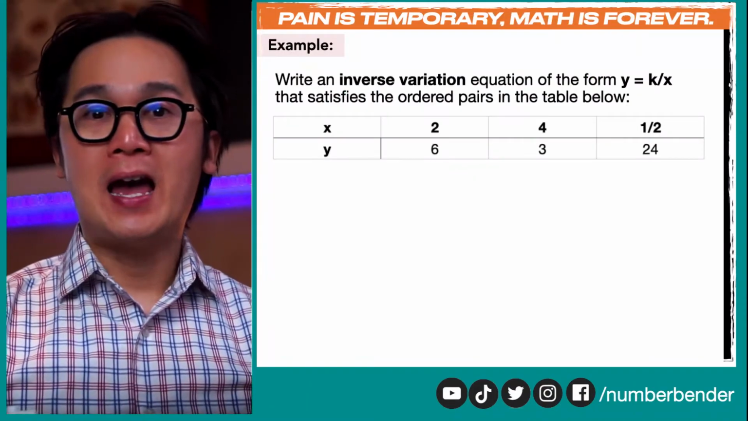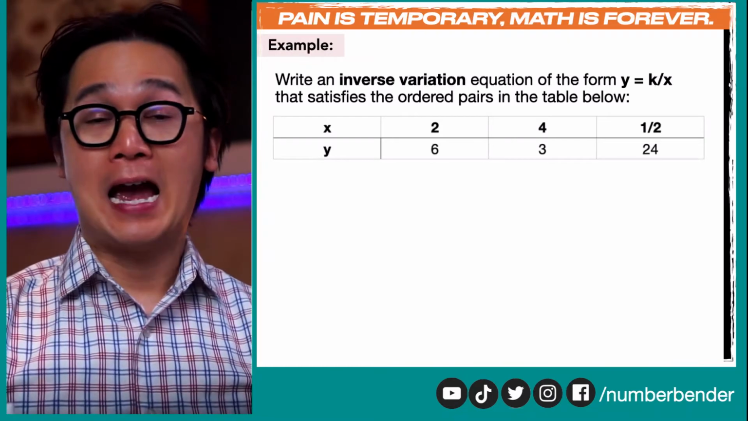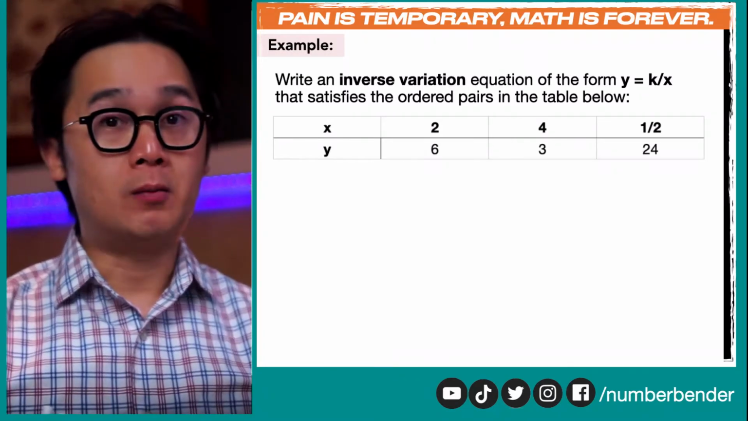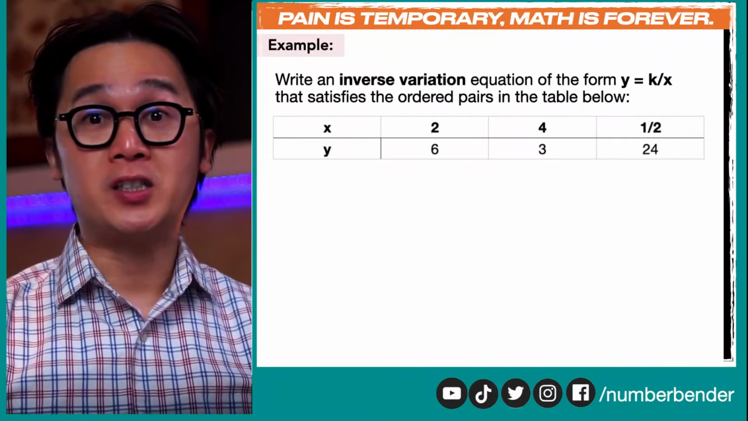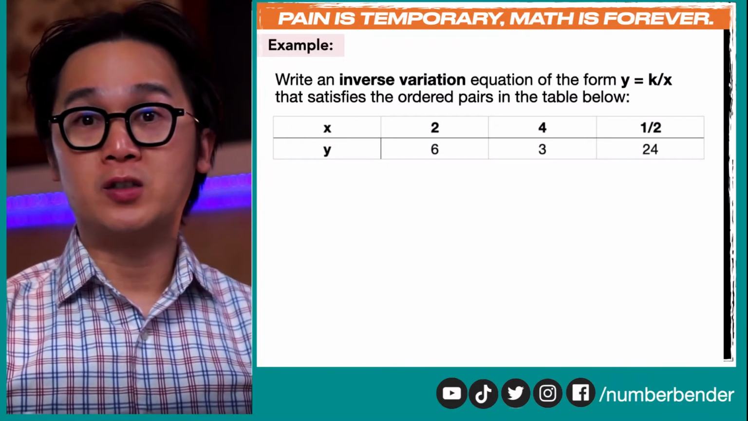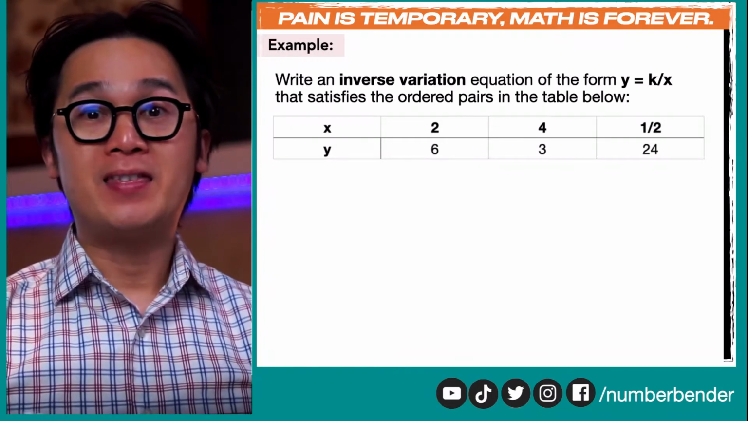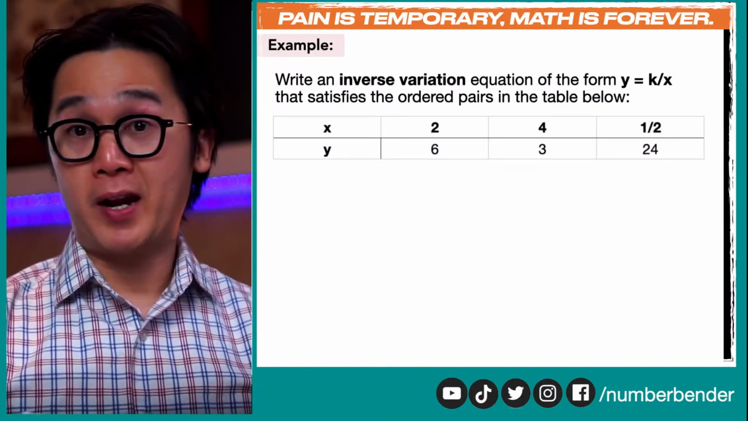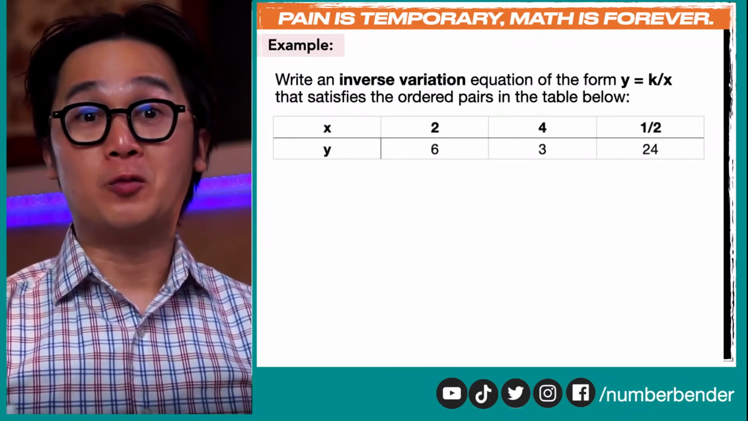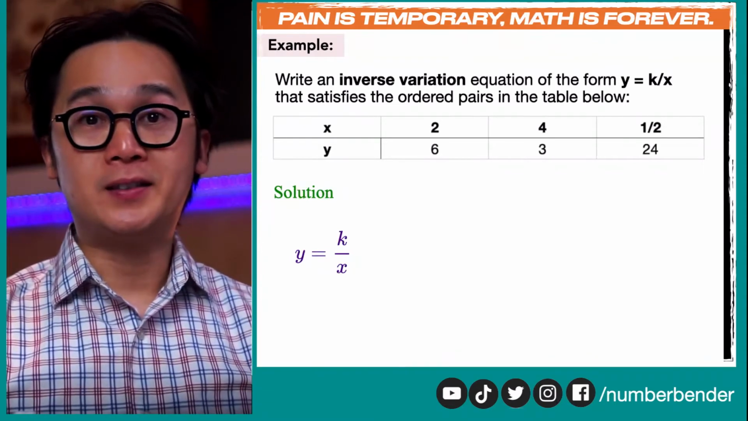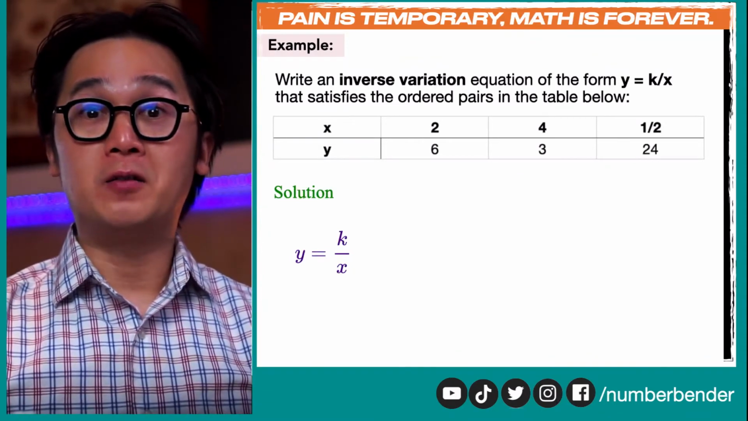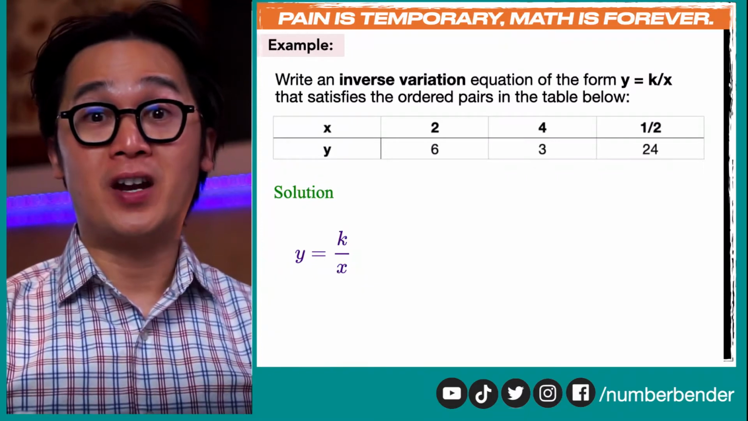So let's say we have a table of values as our given problem. In this case, we need to write an inverse variation equation of the form y is equal to k all over x that will satisfy the given ordered pairs. Here we already know that we're going to be using the formula y is equal to k over x because it says here that the relationship is inverse variation.